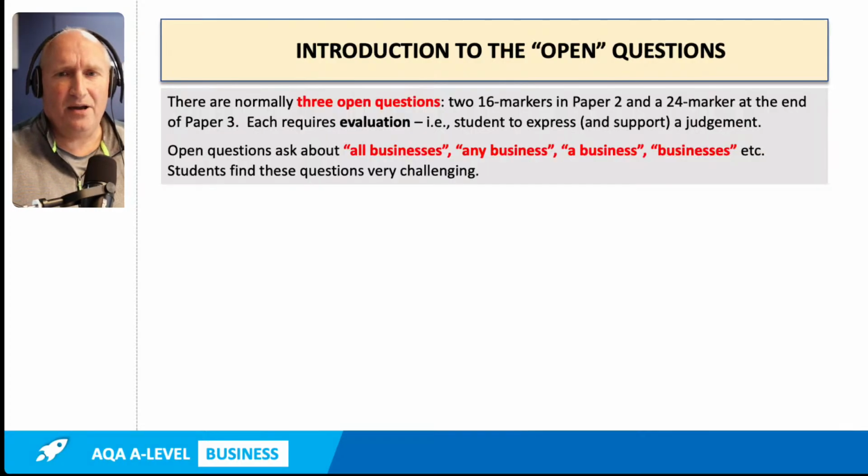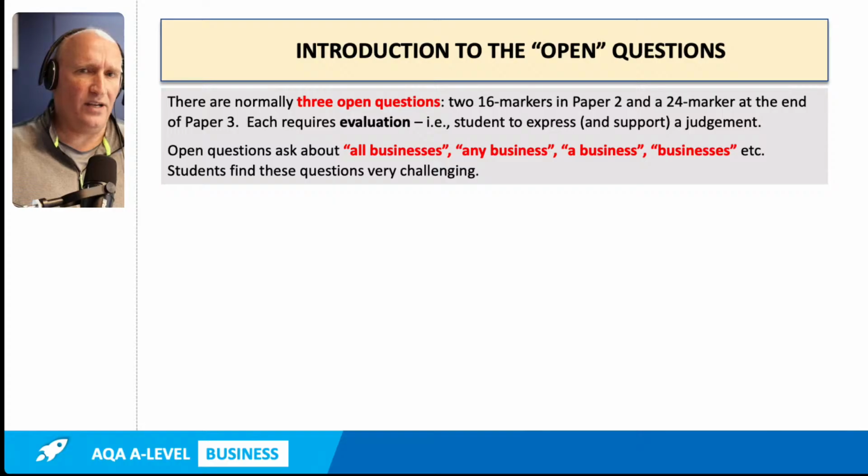The key thing about the open questions is that they are pretty likely to appear. Normally, there are 3 open questions: 2 in paper 2, the 16 markers, and don't forget question 6 in paper 3 is also typically an open question. What we mean by open question is that the question refers to all businesses, or a business, or any business.